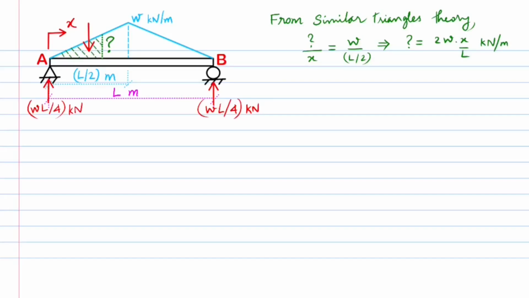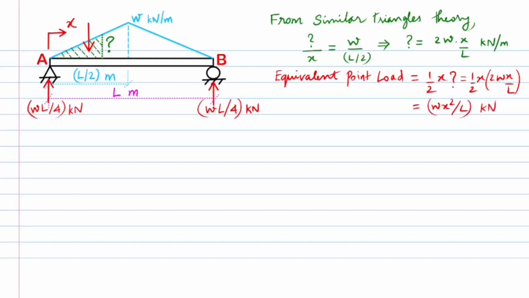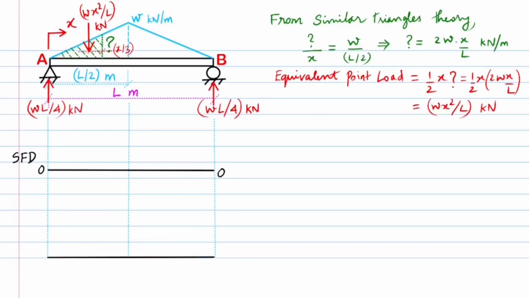We can now find the equivalent point load value of the shaded part as half times X times question mark, which can be simplified to W times X squared over L kilonewtons and acts at a distance of X over 3 from the section. We mark the zero datum lines for the shear force and bending moment and label them accordingly. The center point of the beam is marked as C.